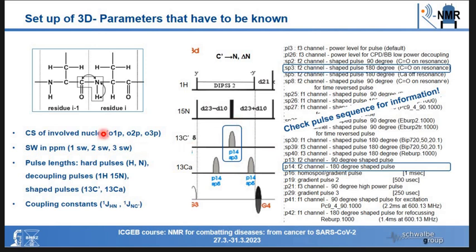What parameters are there to set? You always have to know the chemical shifts of the involved nuclei: protons, carbons, and nitrogens. In this case, you need to know the spectral width. I will come to why the spectral width is important when we set up the spectrum. We need to have the pulse lengths. I think you had the 1D acquisition tutorial practical, so you know that you have to determine a pulse and how to do this. So you have to determine this beforehand and set it properly in the pulse sequence. And you need to know the coupling constants so that you can do the transfer from there to there in an efficient way.